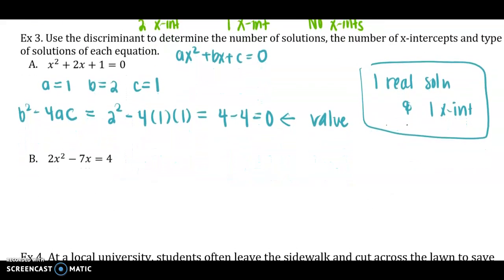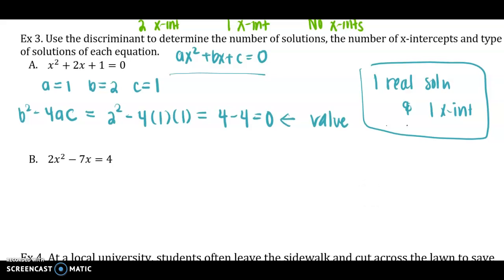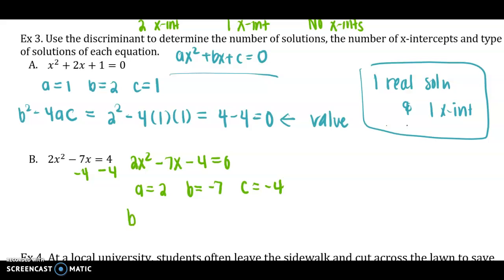All right, so the next one is actually not in the format that we need it to be, so we're going to go ahead and fix that. I'm going to subtract 4 from both sides, and we get 2x squared minus 7x minus 4 equals 0. So a is equal to 2, b is equal to negative 7, c is equal to negative 4. We're going to plug it into our discriminant to find the value.